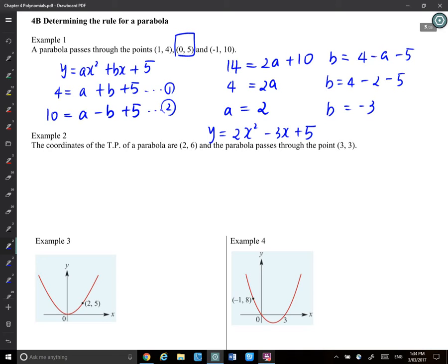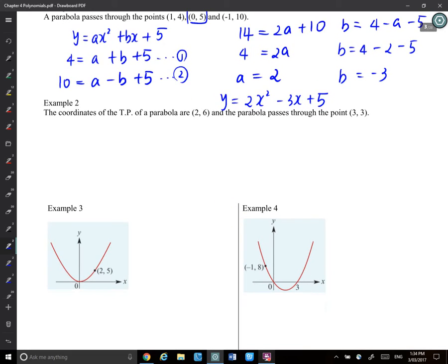4, 2. 2 minus 5 is negative 3. Plus 5. Yep. Okay, that's the first one.